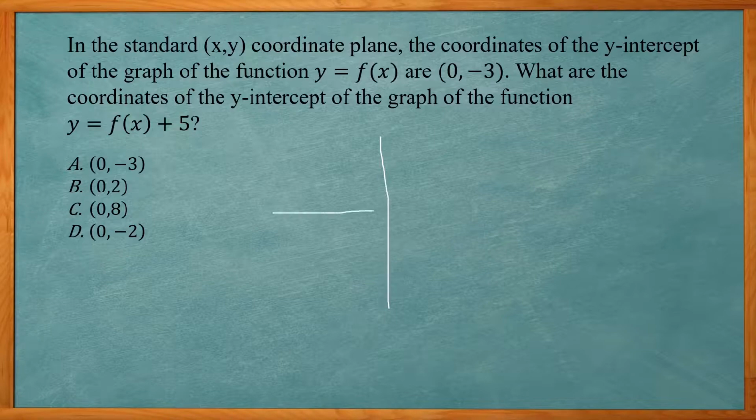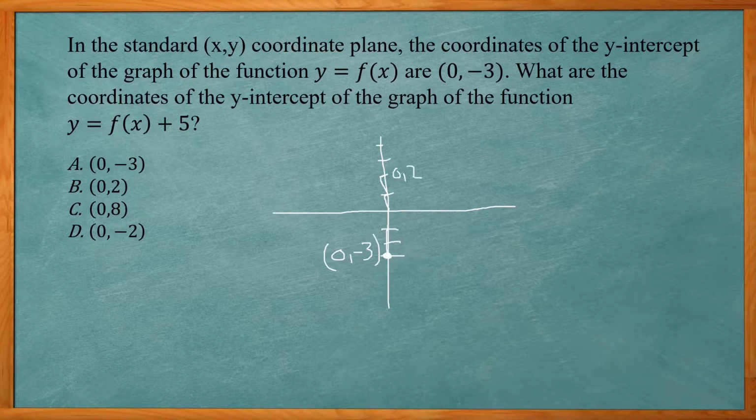So we have our current graph where our y-intercept is at 0, negative 3. So all we're going to do here is move our point up by 5. So we got 1, 2, 3, 4, 5. Okay, so we're at 0, positive 2. So we basically did negative 3 plus 5 to give us positive 2. So our intercept is going to be at 0, positive 2. So answer B.